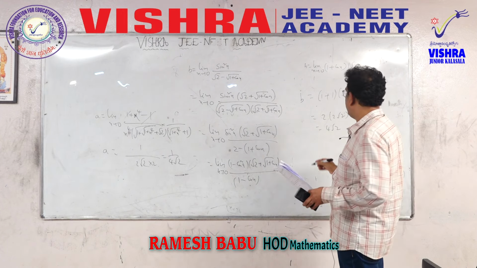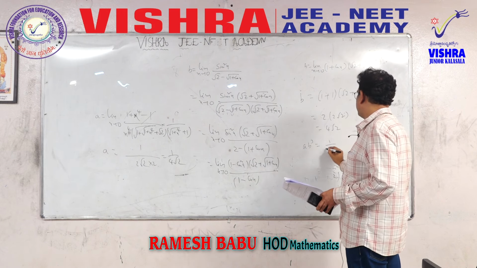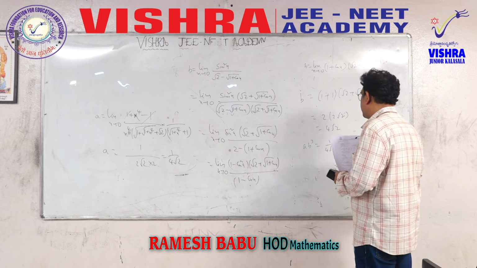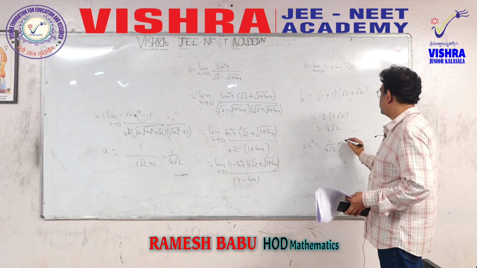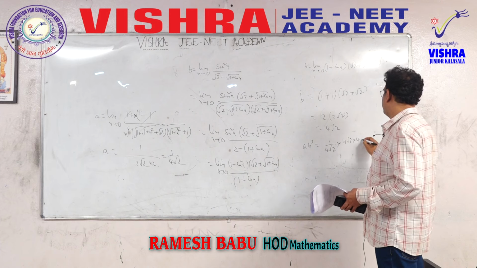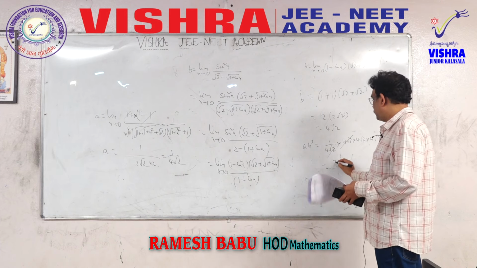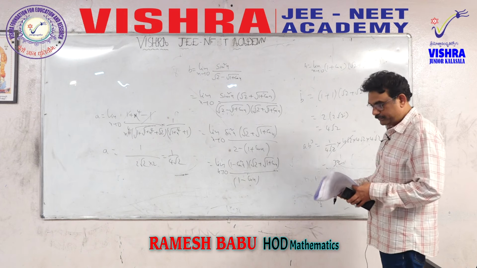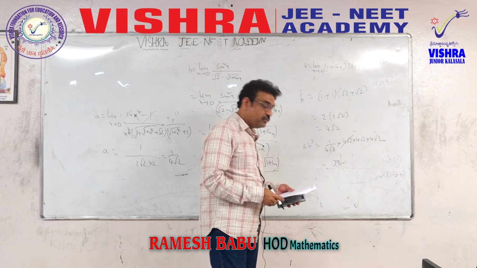Now we have to find the value of A B cube. So what is A? 1 by 4 root 2. Now here B cube is equal to 4 root 2 into 4 root 2 into 4 root 2. So the terms are cancelled here, and the answer will be 32. So you can multiply these two values.